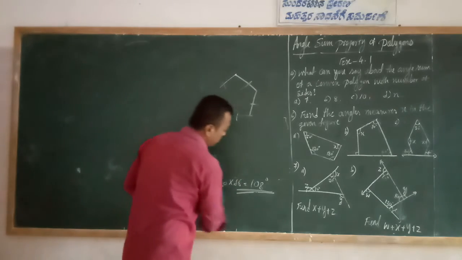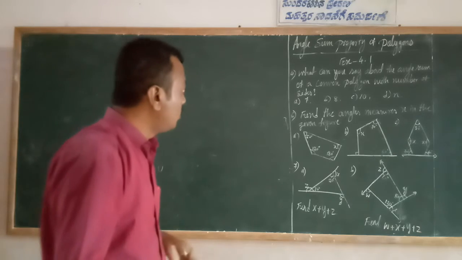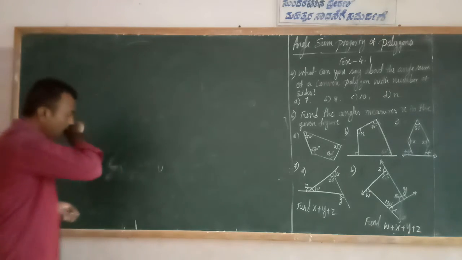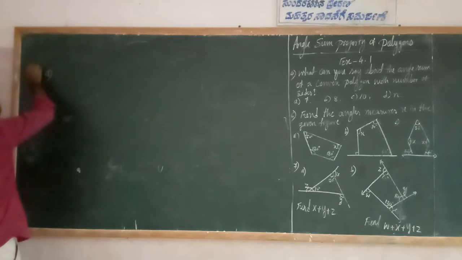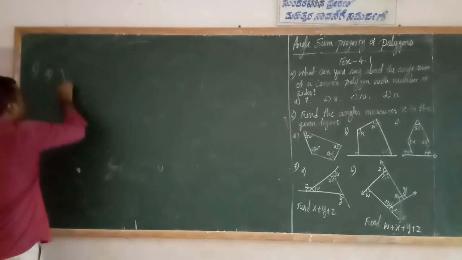Okay. So now we have to start the sixth question. So what is the sixth question? Find the angle measures in an example. So first one, the x value you have to calculate, in the sixth A question. See, I will draw the diagram.